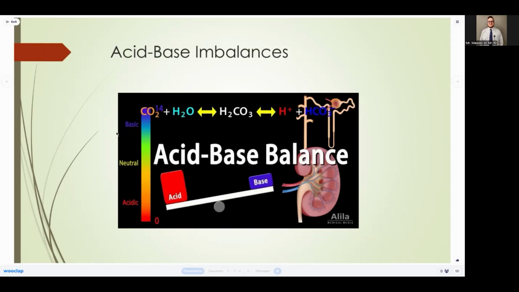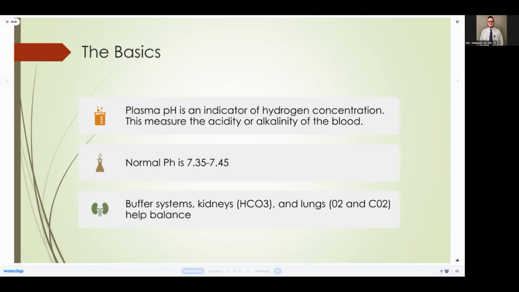So, on to the final section of all this, acid base imbalances. So, what is acid? What is base? The basics is that our blood plasma has a pH value. pH is basically a measurement of hydrogen ions in a given solution, in this case, our blood. So the hydrogen ion concentration measures how acidic something is or how alkaline the blood is.